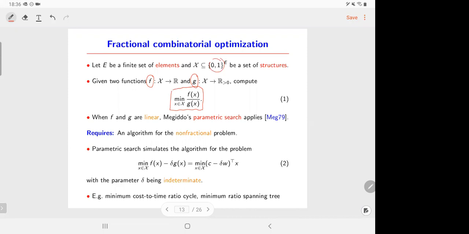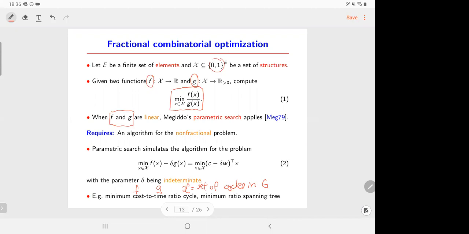This is a very general framework and encapsulates a lot of problems. But even if we restrict f and g to be linear, it also captures a lot of very important problems in combinatorial optimization, such as the minimum cost to time ratio cycle and the minimum ratio spanning tree problem. So here, the cost would be f and the time would be g. And then X would be the set of all cycles in G.